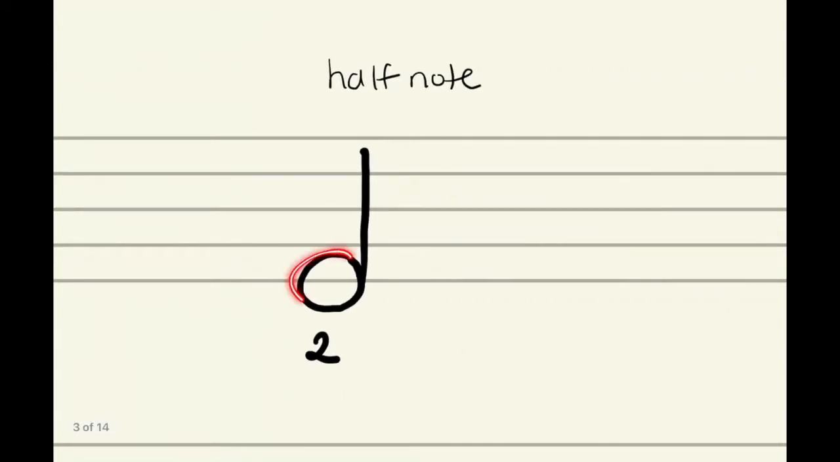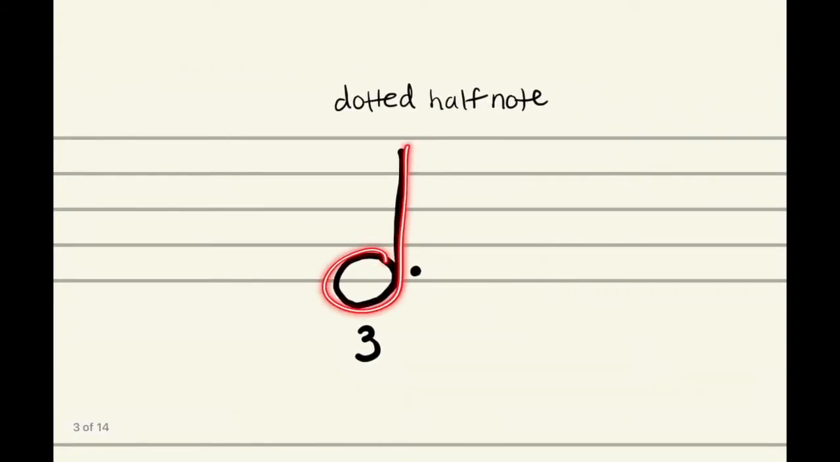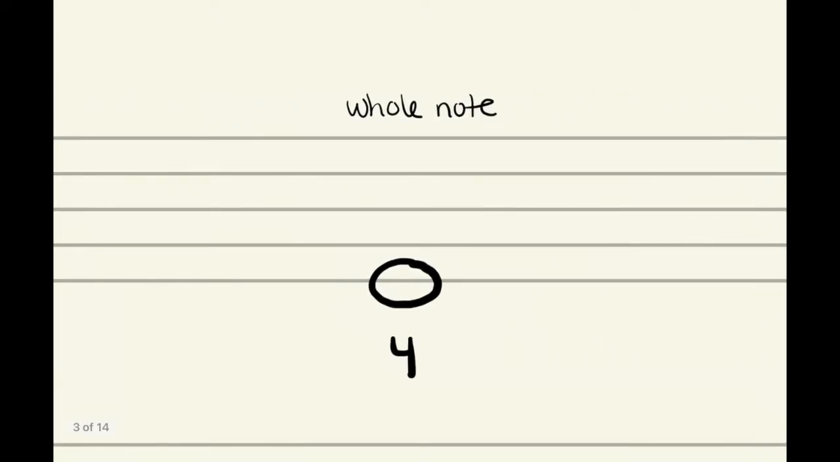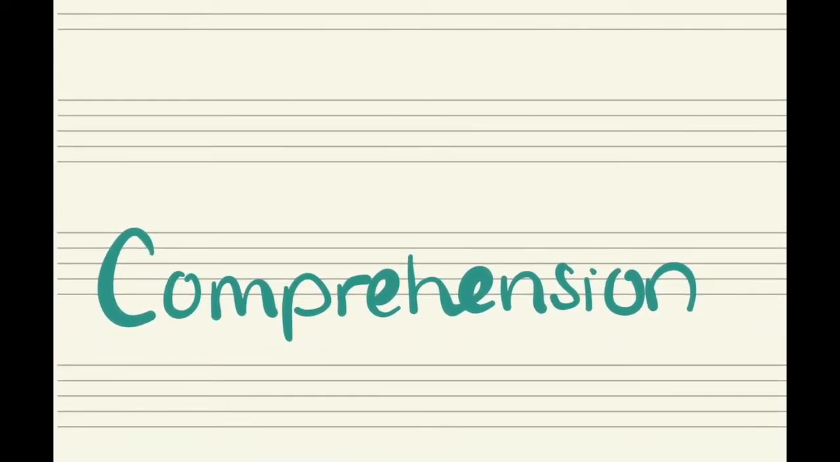This is a half note. It is not colored in, and it is worth 2 beats. So you would count 1, 2. You'd hold it for 2 counts. This is a dotted half note, which looks like a half note with a dot. It is worth 3 beats, so you'd hold it for 3 counts. 1, 2, 3. This is a whole note, just a circle here, and you'd hold it for 4 counts. 1, 2, 3, 4.